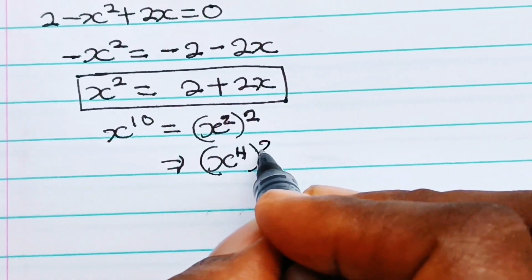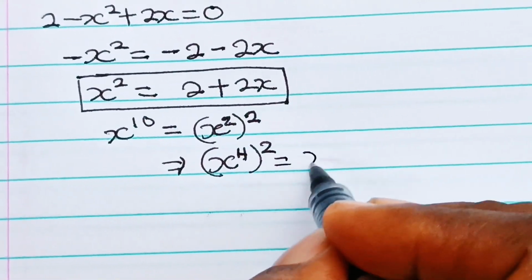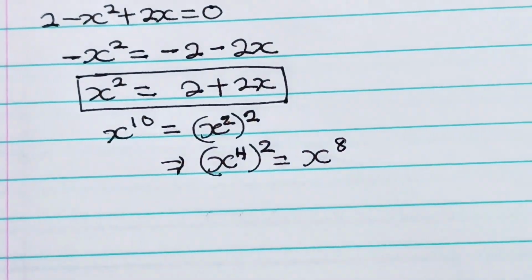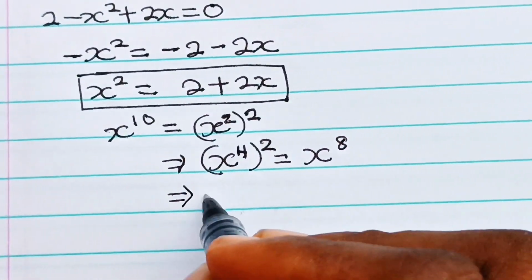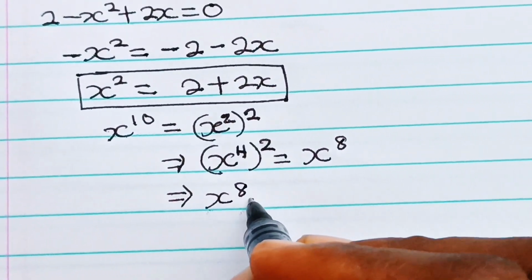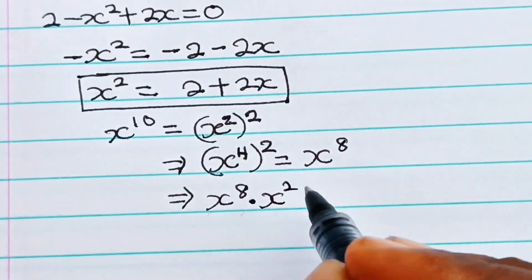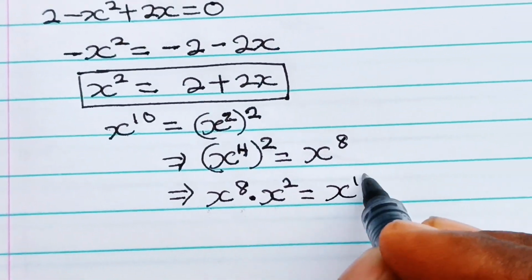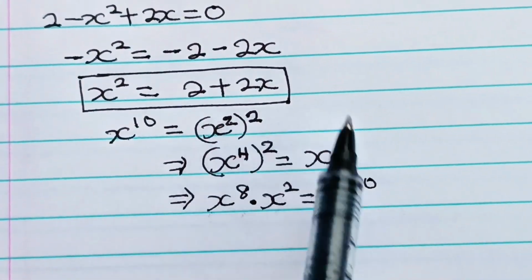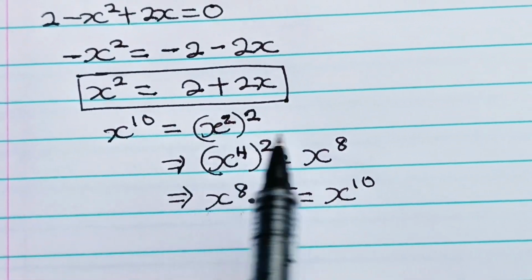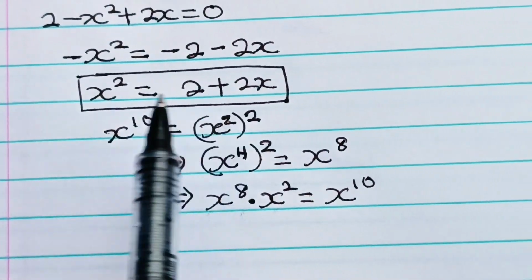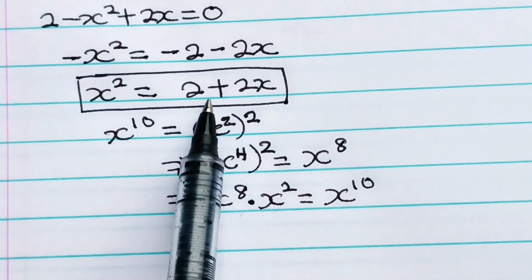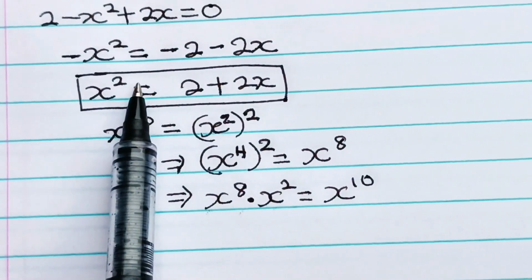We are going to square it again to get what? x to the power of 8. All right, now if we get x to the power of 8, we are now going to multiply by x to the power of 2 again to get x to the power of 10. Now you see how the whole thing is going round and round x to the power of 2. So that's why I said this is very important. Now we have found x to the power of 2.